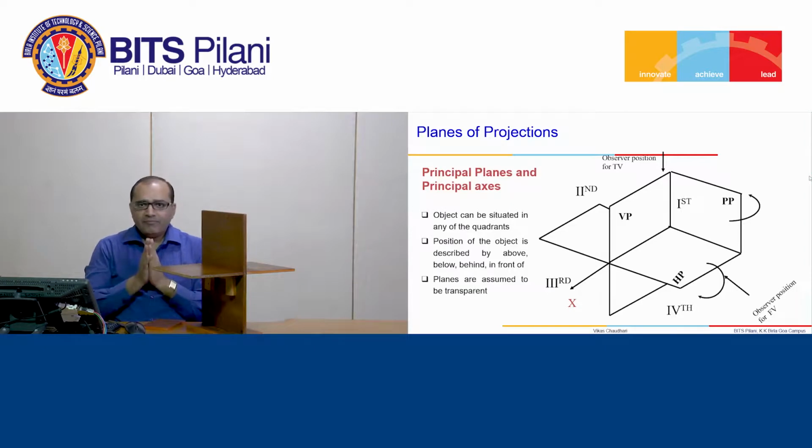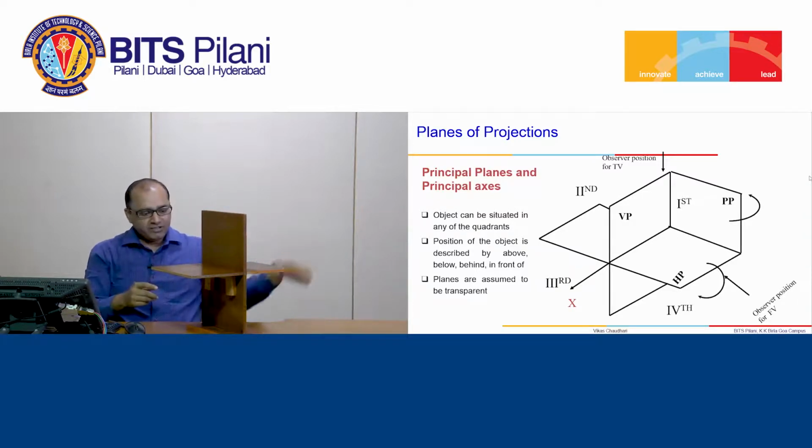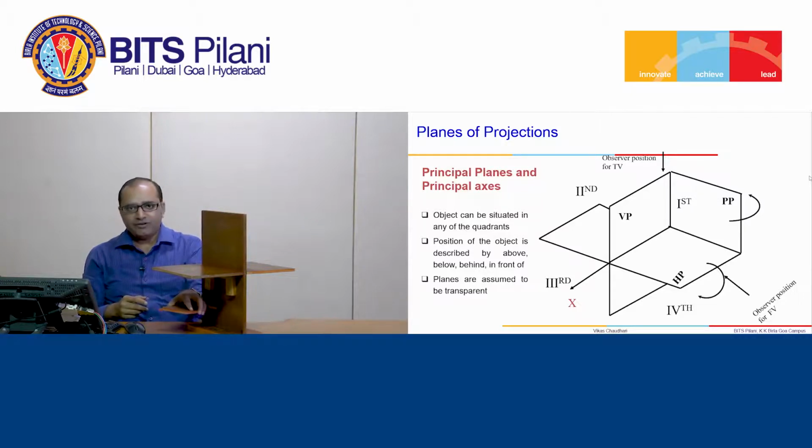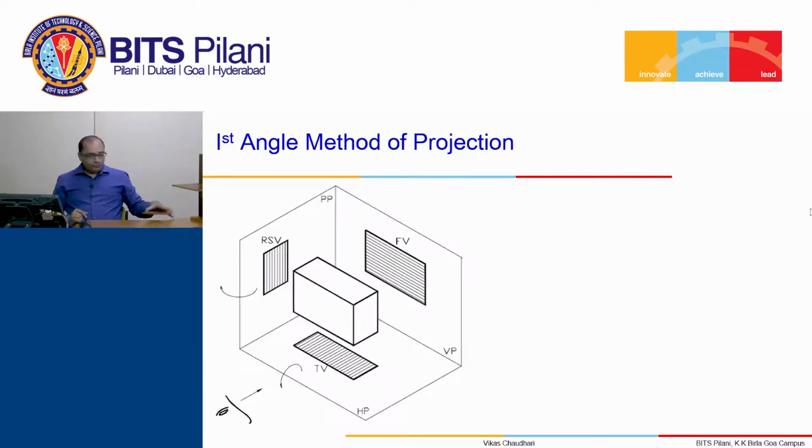Similarly, we can keep the object in any of the quadrants. Like for example, we have kept it in the first quadrant, then we can keep it in the second quadrant, third quadrant as well as fourth quadrant. But we'll see which are the suitable quadrants where we can place the object. So first method is first angle method of projections. So first angle method of projection is the method when we keep the object in the first quadrant and obtain the projections. So in given figure, the object is kept in the first quadrant.